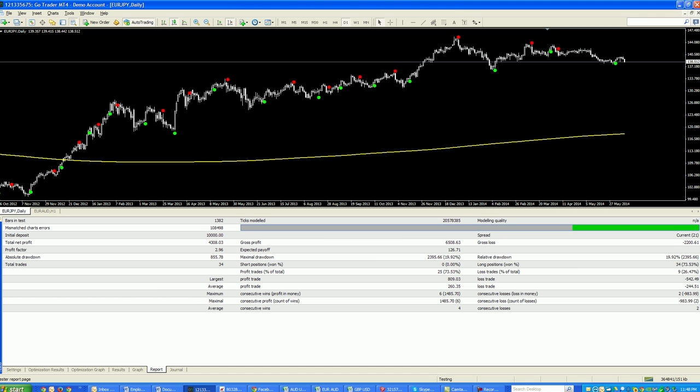Drawdown 19.92%. Profit trades 73.53%. They're all long. Average win 260. Average loss 244. So yeah, that just gives you an idea of what I talked about, guys.